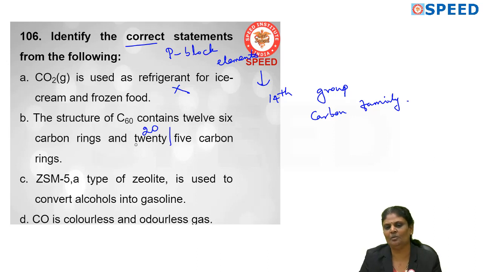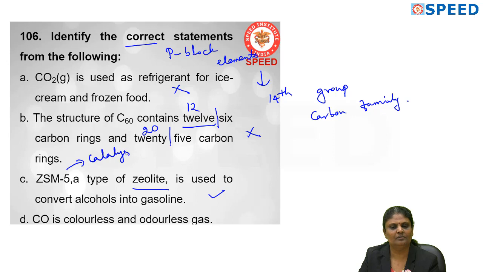It is not 25 carbon rings; it should be 25 carbon rings and then 12 6. Okay, so 12 6-carbon rings. I think this is also wrong because it is 12 5-carbon rings and 26 6-carbon rings. So this is given in reverse, so this answer is also wrong. And then ZSM-5, a type of zeolite, is used to convert alcohols into gasoline, and this is correct. It acts as the catalyst for lower hydrocarbons.